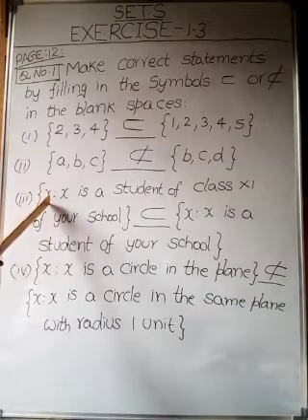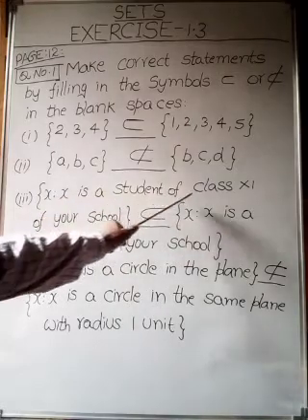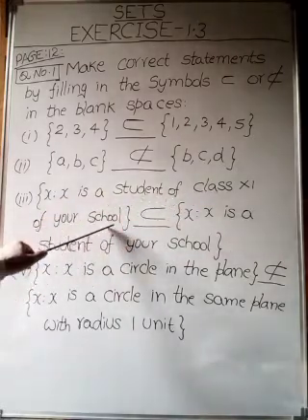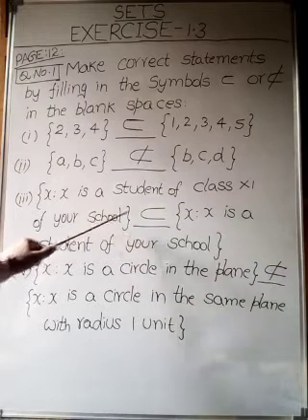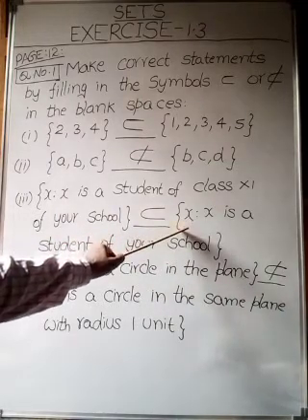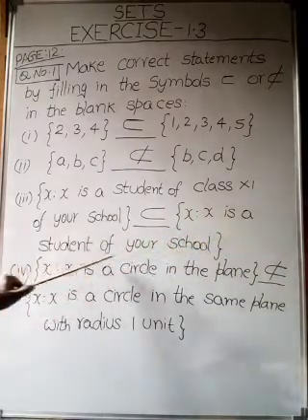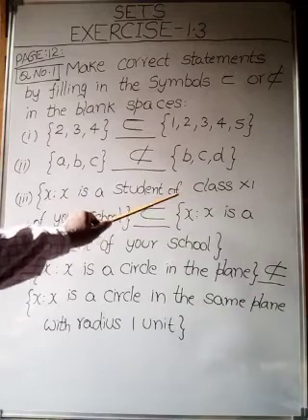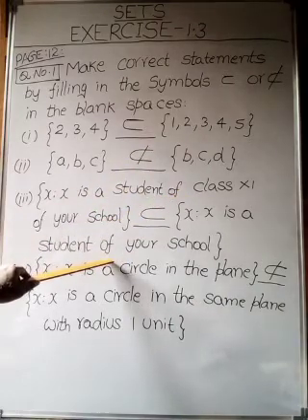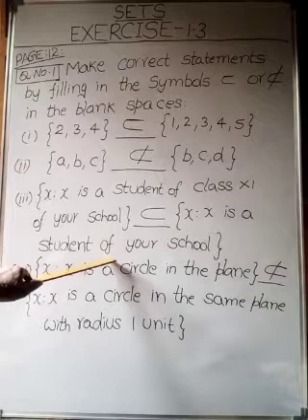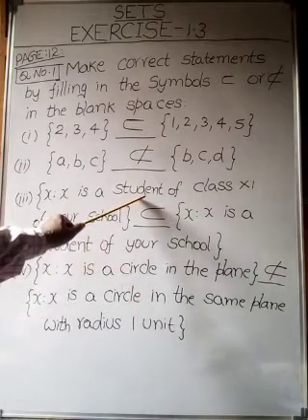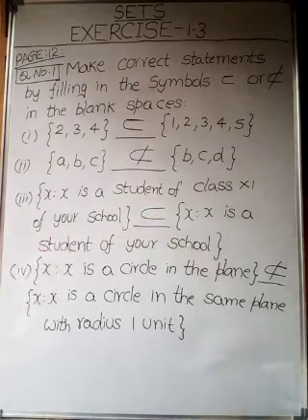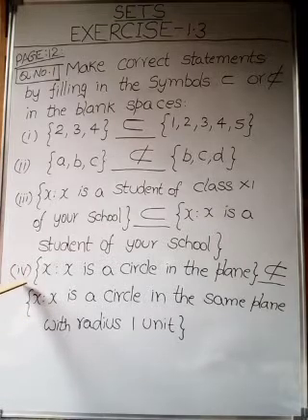Set of all x such that x is a student of class 11 of your school, and set of all x such that x is a student of your school. Is it a subset or not? Yes, because every student in class 11 is also a student in your school. Isn't that correct? Yes. So this first set is a subset of the second set. Okay, my dear children, is it clear? Right. Now come to the next question.